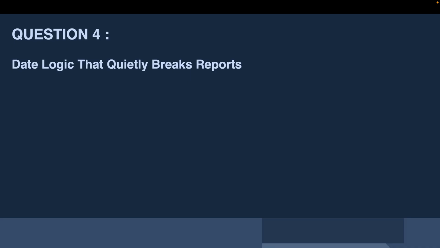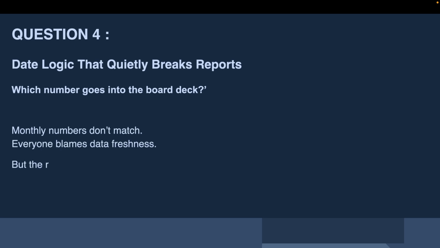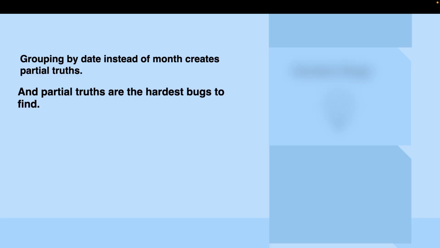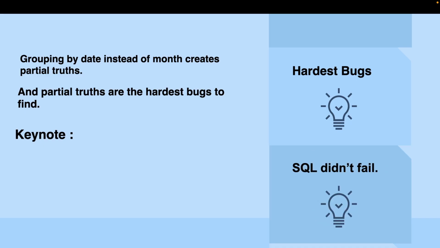Question number 4. Date logic that quietly breaks reports. The question is, which number goes into the board deck? This one is dangerous because nothing looks wrong. Monthly numbers don't match. Everyone blames data freshness, but the real issue is time granularity. Grouping by date instead of month creates partial truths, and partial truths are the hardest bugs to find. Key note: SQL did not fail, but the reporting logic will. Let's write a query to find the correct answer.